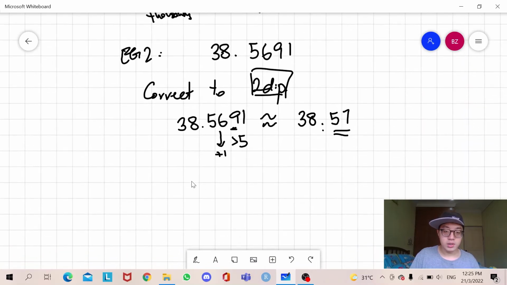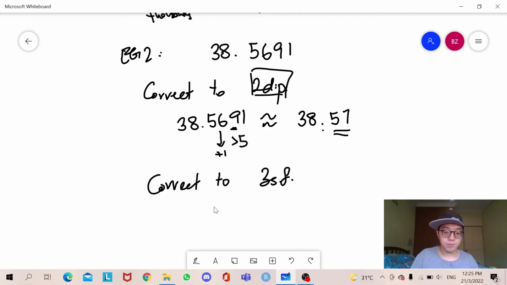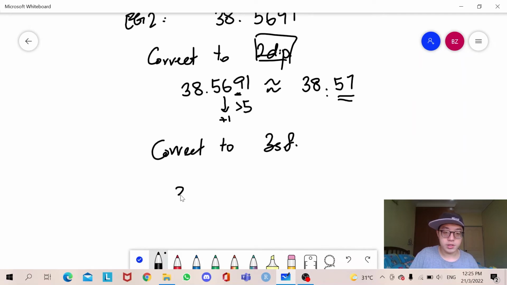In this part, what if the question asks us to correct to 3 significant figures? 3 significant figures means we need only 3 numbers here. So we need 1, 2, and 3. Of course, we need to take the one in front. So it's 38.6. Why is it 0.6?